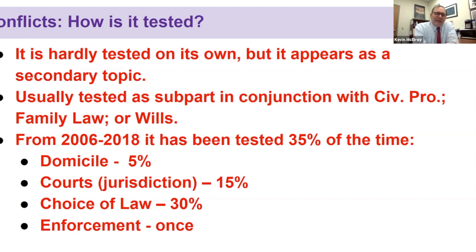So as I said, about 3 of the last 10 years, but harder stats coming out of the academic support people say that in the years 2006 to 2018 it was tested 35% of the time. So about 1 out of 3 years, you're going to run into this. They will often cover issues regarding domicile, whether or not a court has jurisdiction, choice of law, and enforcement. So as you can see, it's not a heavily tested subject, but it's not all that rare either.